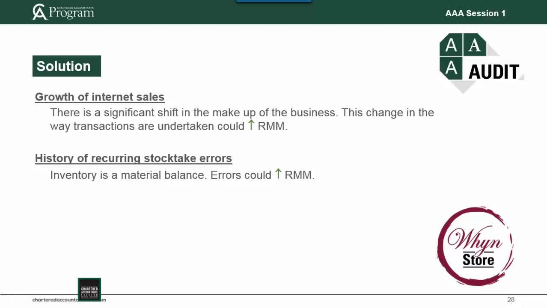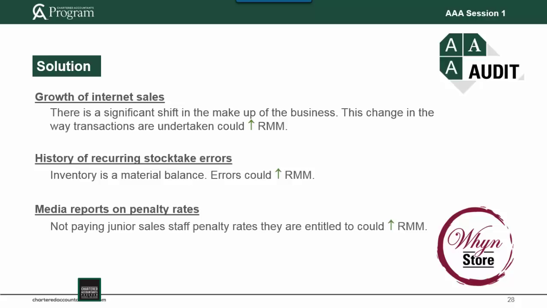balance. And finally, in relation to the media reports on penalty rates, media reports suggest that junior sales staff had not been paid the penalty rates they are entitled to when they work Sundays or public holidays. This could increase the risk of material misstatement, particularly in relation to the understatement of employee entitlements. Well done! You've now completed Part A of the required.